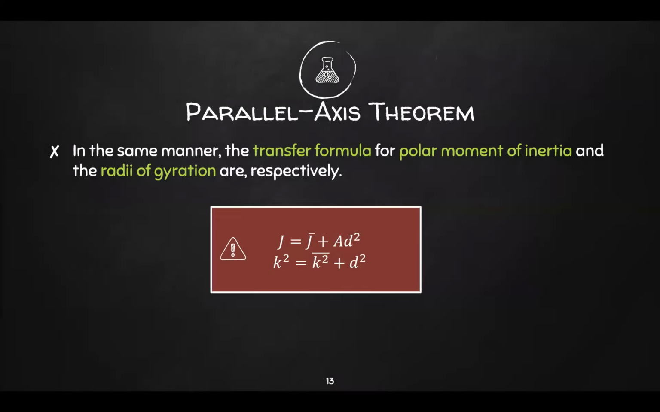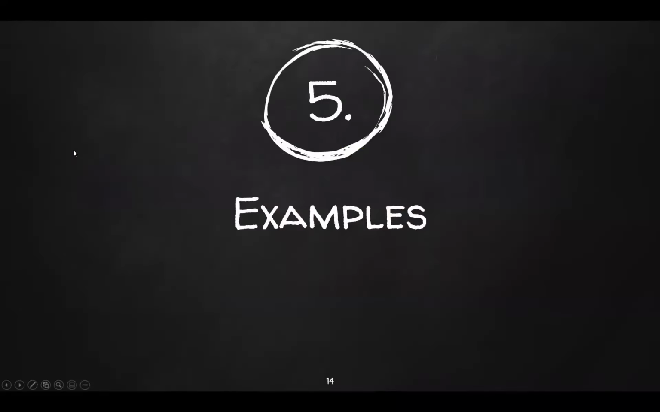Now, in the same manner, we call this your transfer formula for polar moment of inertia, and the radii of gyration are respectively the same. J equals J bar plus A d squared, and then k squared equals k bar squared plus d squared. It's almost the same. Okay. So that's it for the concept for our topic for today, moment of inertia. Let's now move to examples.